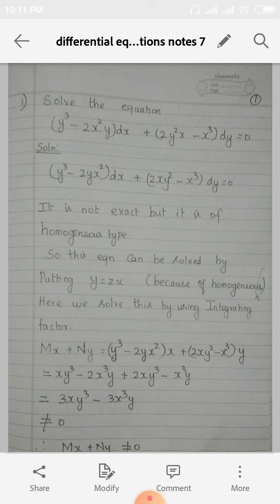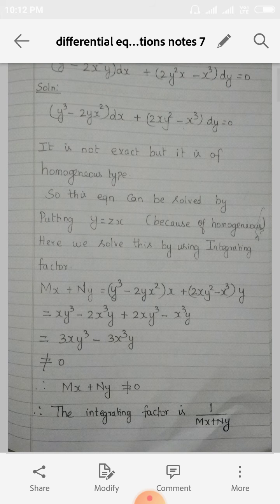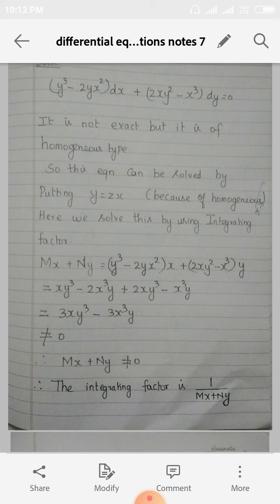But this is not exact. Exact means what? We have to find dou M by dou y equal to dou N by dou x. So it is not exact. So here we shall solve this by using the integrating factor. So how can we find the integrating factor from this method? Mx plus Ny.